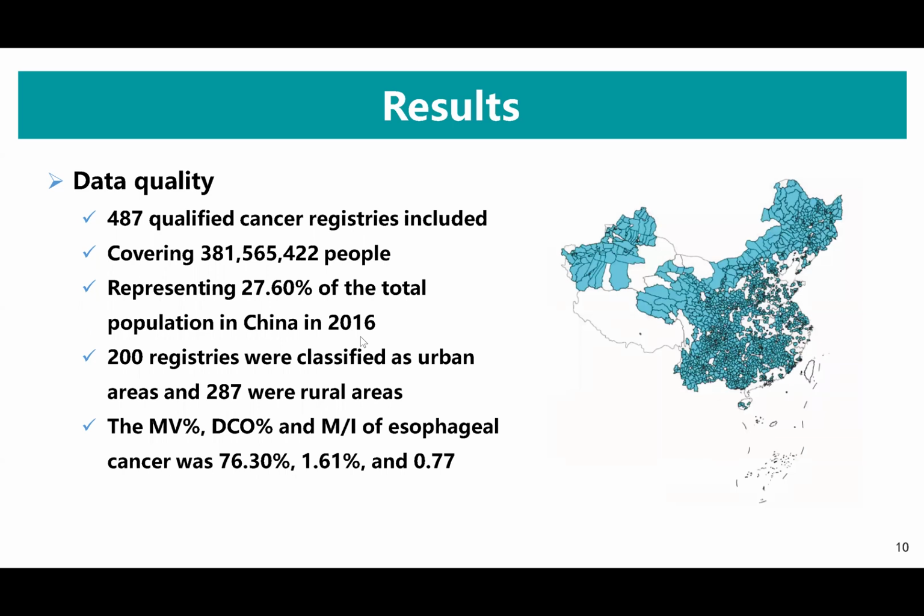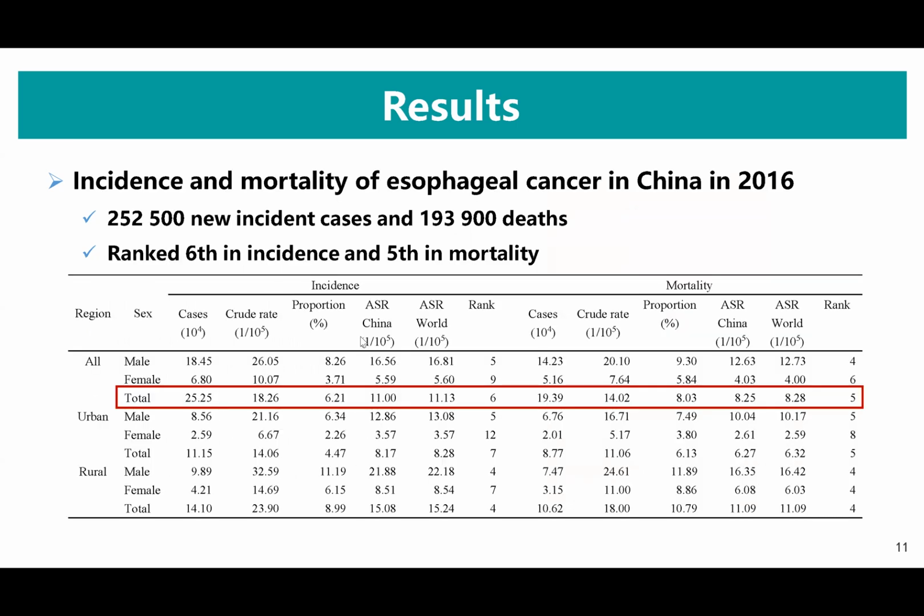There were 487 qualified cancer registries included in the data analysis, representing 27% of the total population in China at the end of 2016. This table shows the estimated incidence and mortality. In 2016, a total of 250,000 incident cases and 190,000 deaths occurred in China, and esophageal cancer ranks 6th in incidence and 5th in mortality in all cancers.